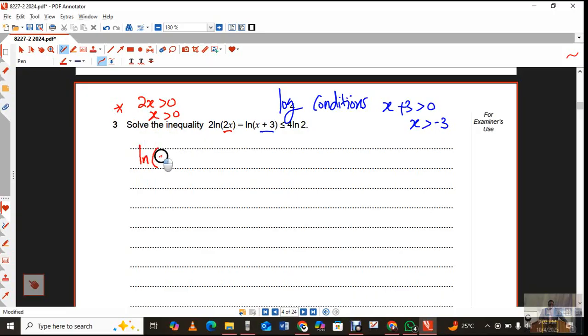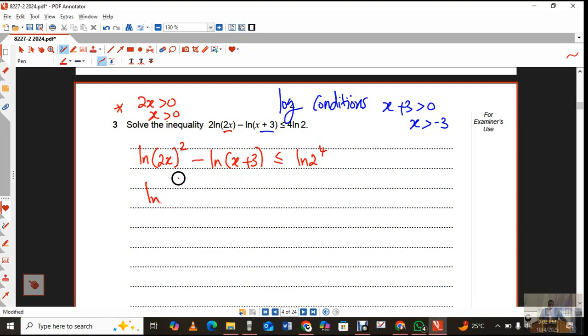This is the natural log of 2x in brackets, all squared using the power law, minus the natural log of x plus 3, which is less than or equal to the natural log of 2 raised to the power 4. We know what this is, so we can write this as 4x squared upon x plus 3 less than or equal to the natural log of 16. It's very important that you take note of the conditions that I have implied here, and that you also know your log laws.